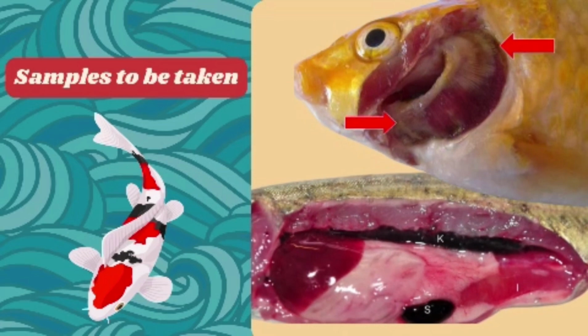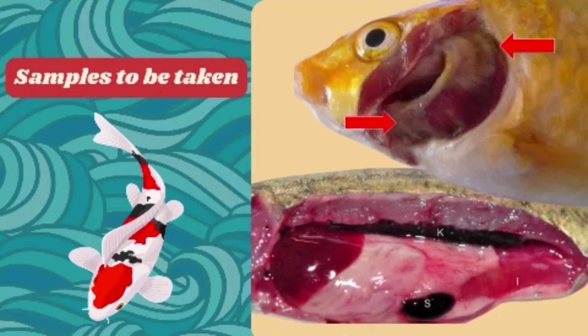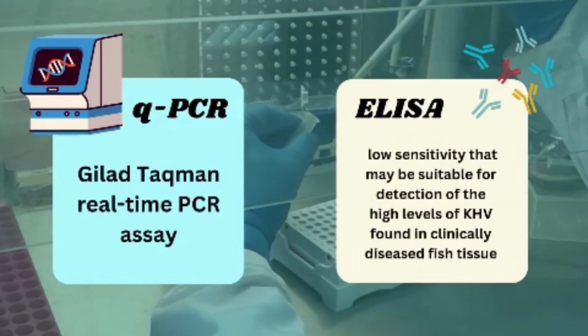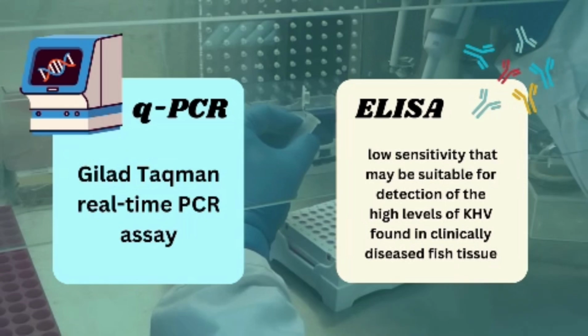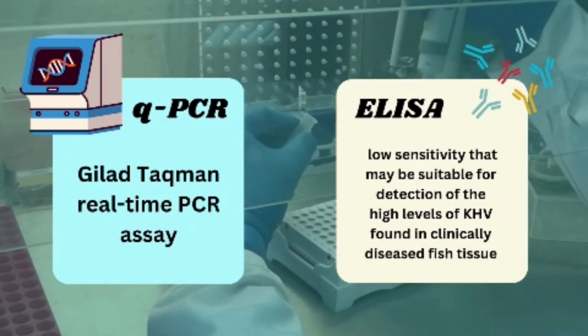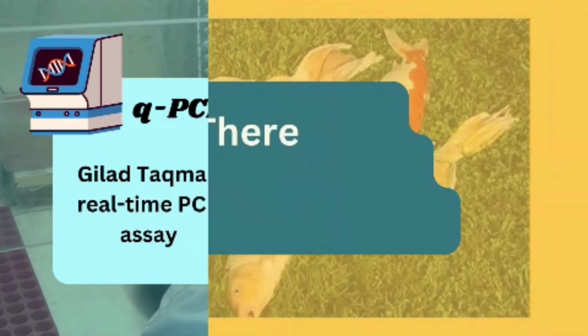We can take the gills and also the spleen and the kidney, as labeled in the picture there. All of these can be taken. It must be a fresh and not decomposed carcass, so the fresh one will have the virus particles. So what can we do, direct and indirect? We can do real-time PCR and also ELISA. These 2 are currently the best ways to detect koi herpes virus.